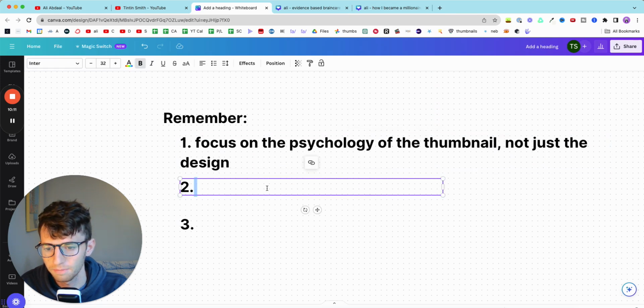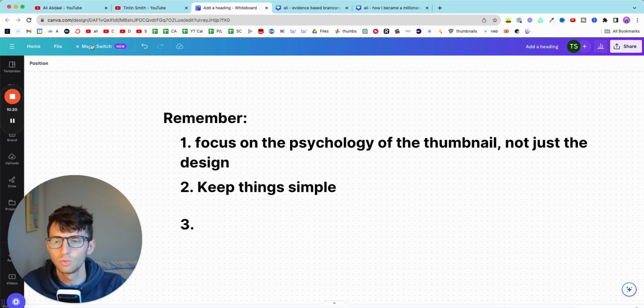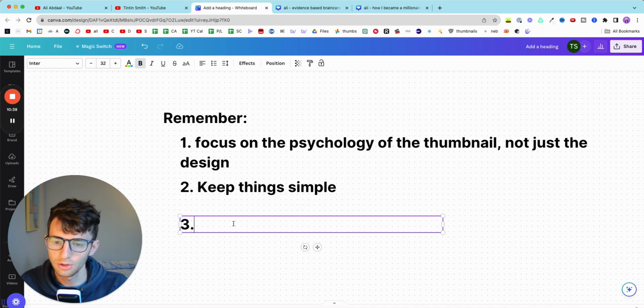The second thing, as we mentioned, is to keep things simple. Really focus on not creating a busy, overcrowded thumbnail. Just present one clear idea that resonates with your target audience. When you look at the thumbnail, it's relatively easy to digest what's happening, and you can understand what the video is going to be about at a glance.